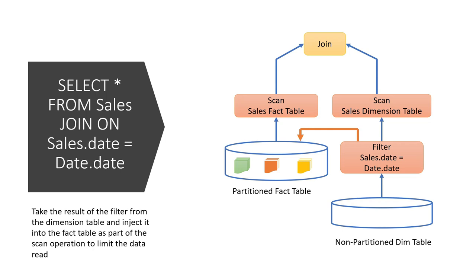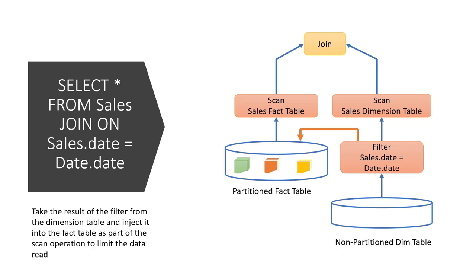So if there are two data sets, one which is a sales table, a fact table, and a date table, which is a dimension table, we are trying to do a join on that. The query is to select star from the sales table based on a join on the date and the sales table. So ideally, for this join to happen, we need to do two scans, one on the date table, one on the sales table, and then there has to be a join.